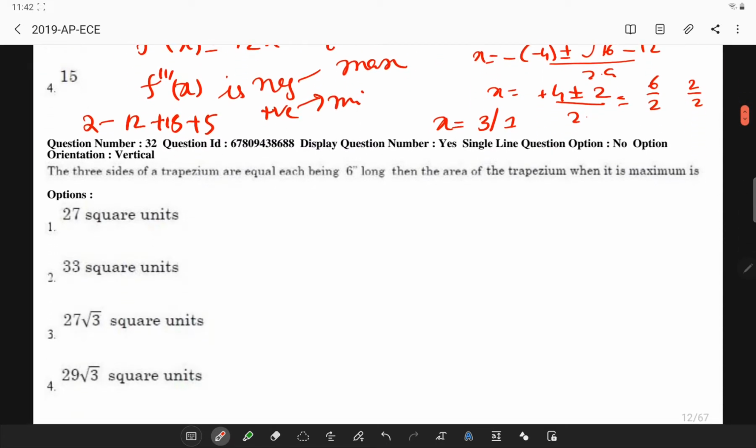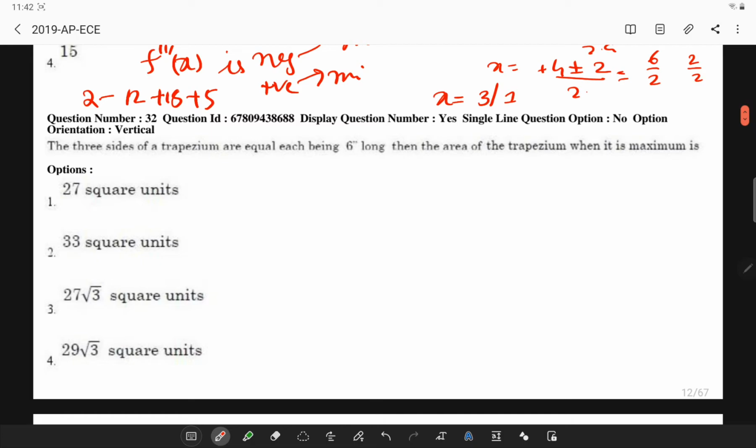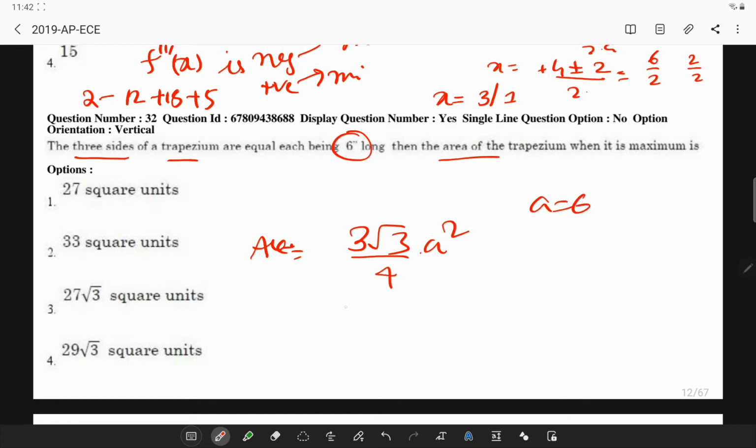So the next question is the area of a trapezium. There are three sides of a trapezium with 6 inches length. So the maximum area is simply 3 root 3 by 4 into a square. Here a is equal to 6, therefore 3 root 3 by 4 into 6 square. This is nothing but 27 root 3 square units.